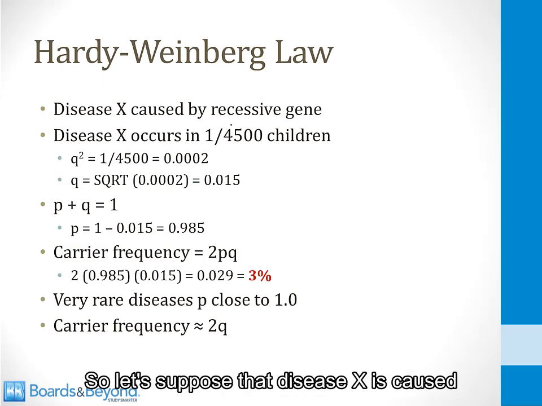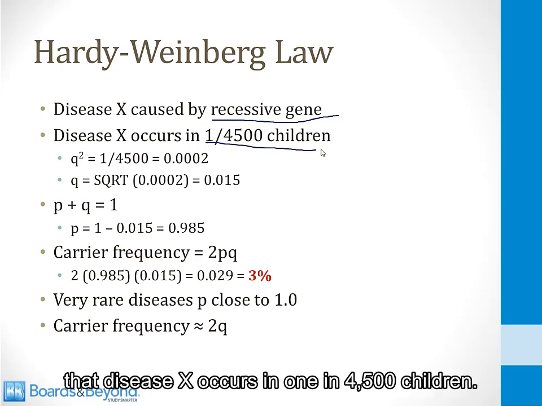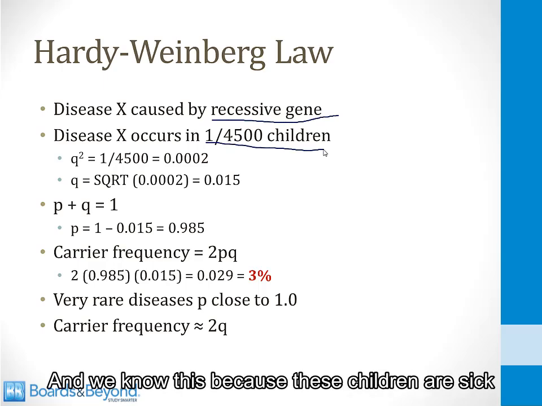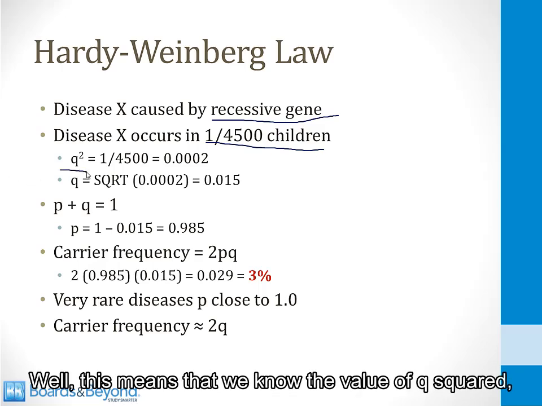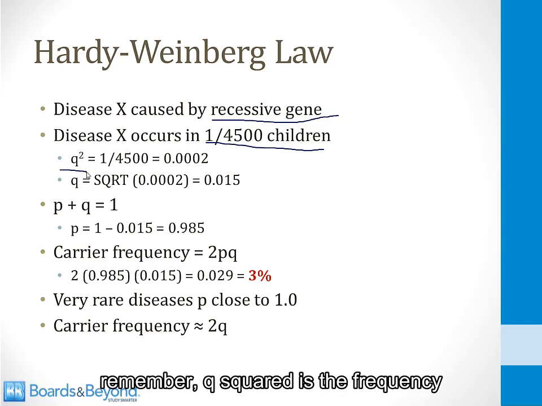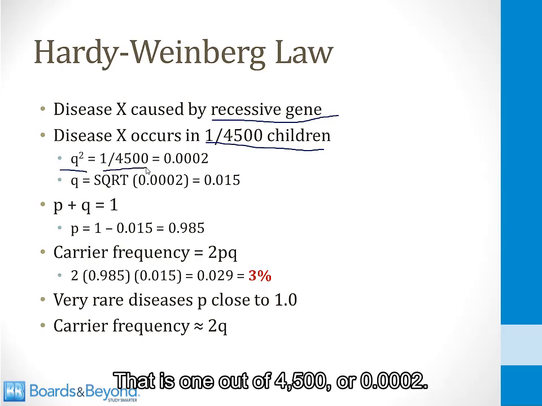So let's suppose that disease X is caused by a recessive gene, and let's suppose that we know that disease X occurs in 1 in 4,500 children. And we know this because these children are sick from disease X and they're brought to medical attention. Well, this means that we know the value of Q squared. Remember, Q squared is the frequency with which 2 disease alleles occur together. That is 1 out of 4,500, or 0.0002.